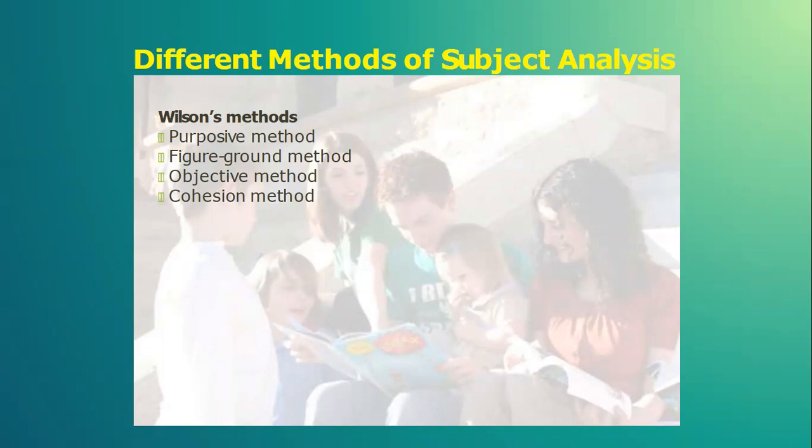And the last method is the cohesion method. This is the idea that maybe we can determine the aboutness by looking at what holds the work together. What is the central idea? What is the central theme? What is the cohesiveness there? What has been said? What has not been said?